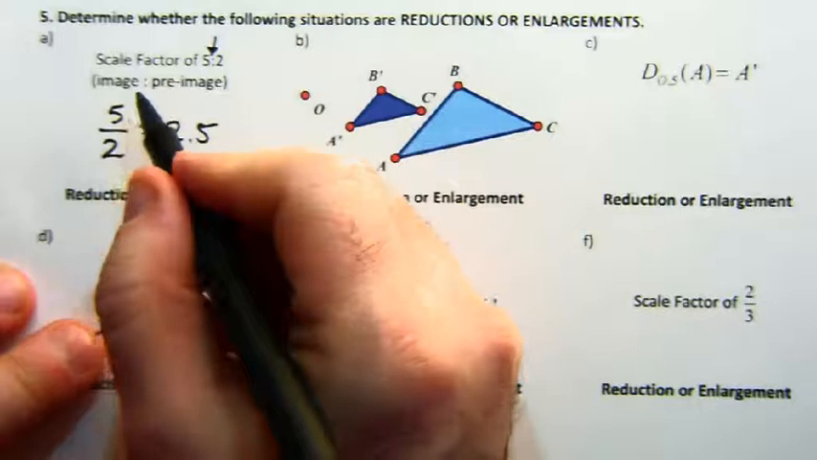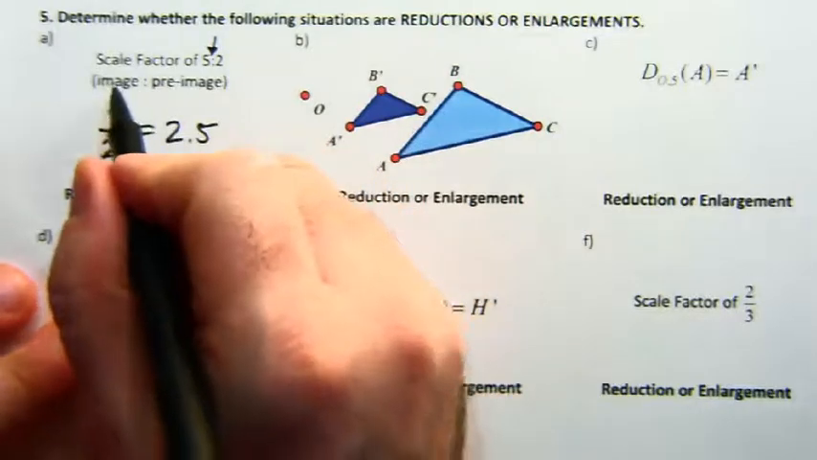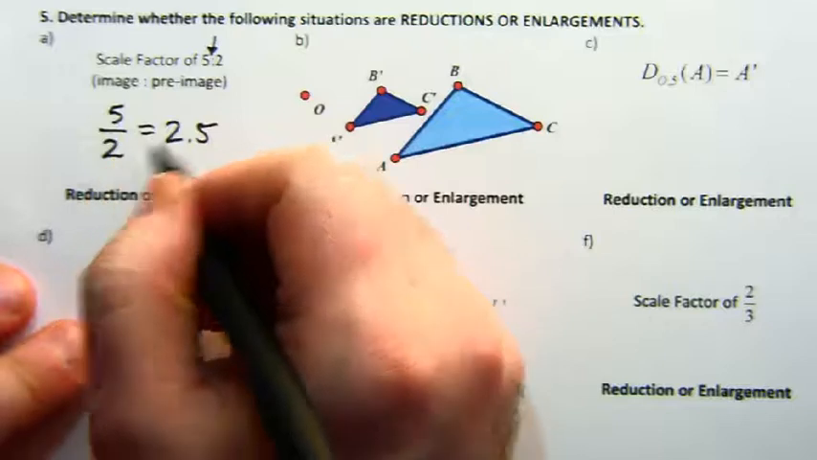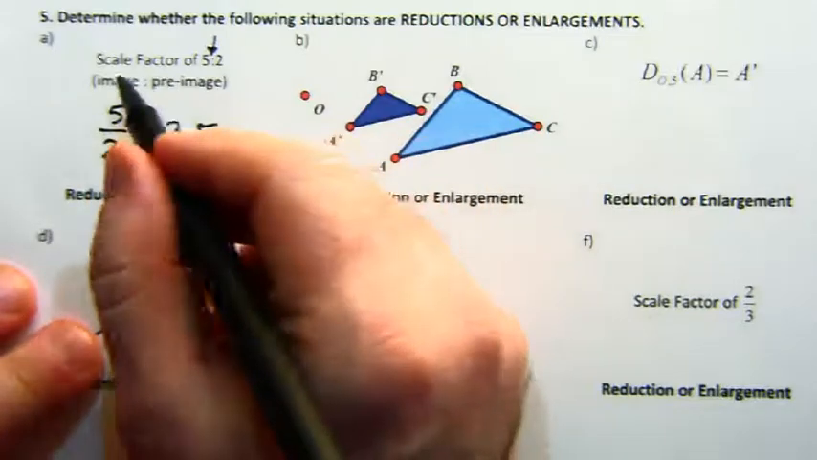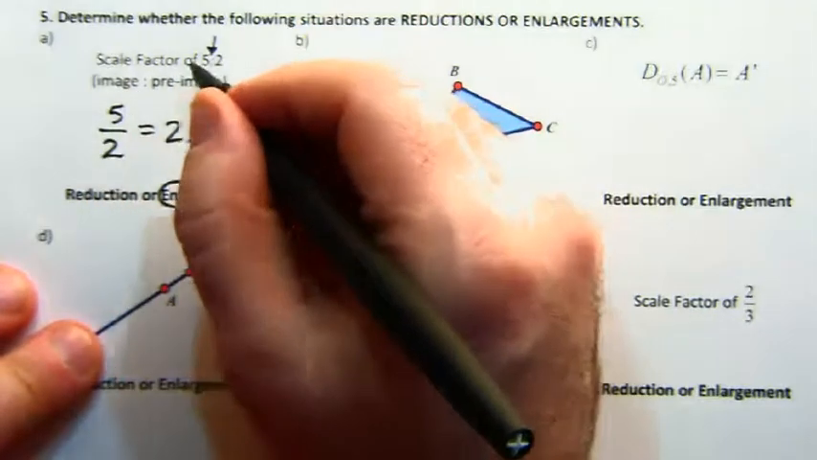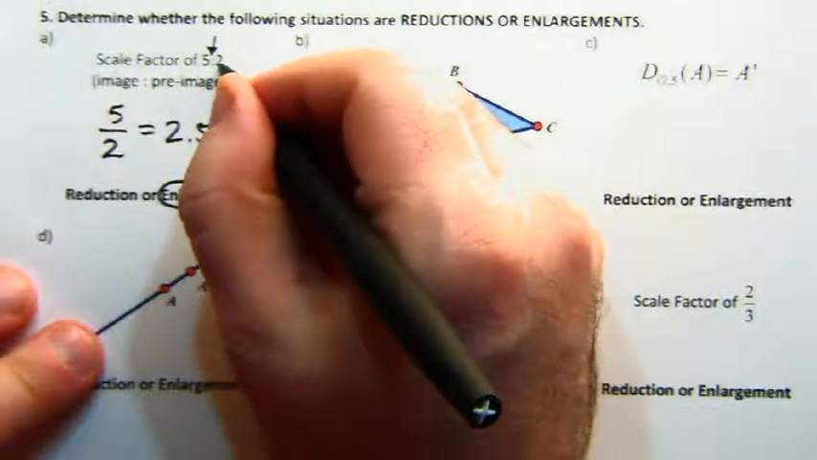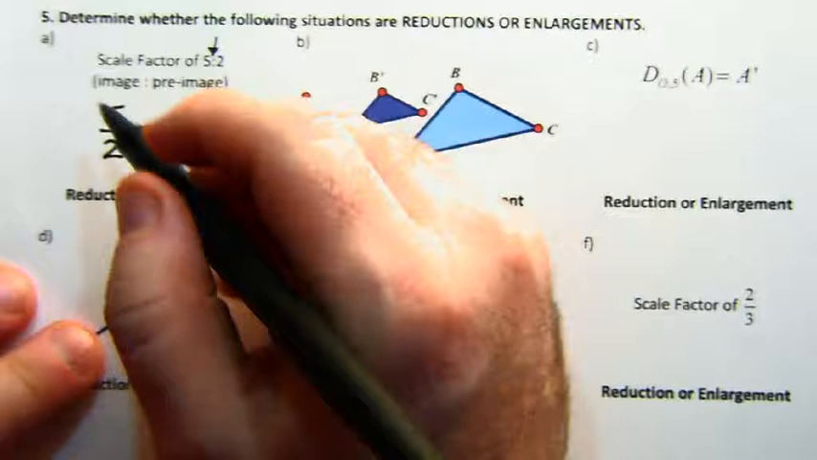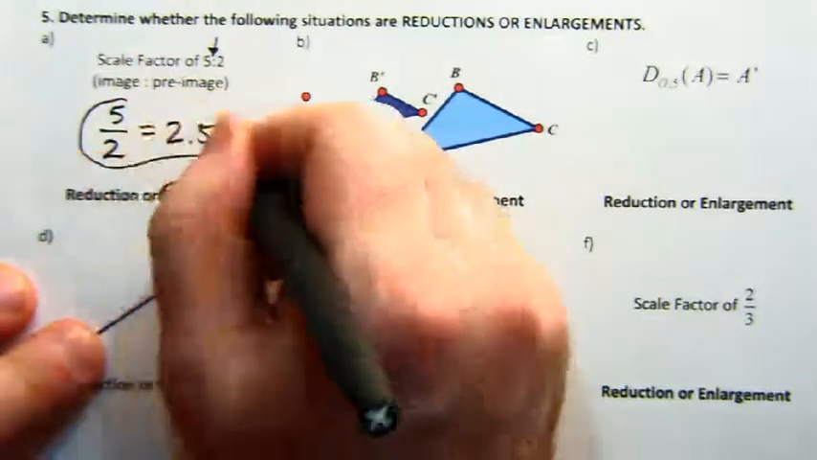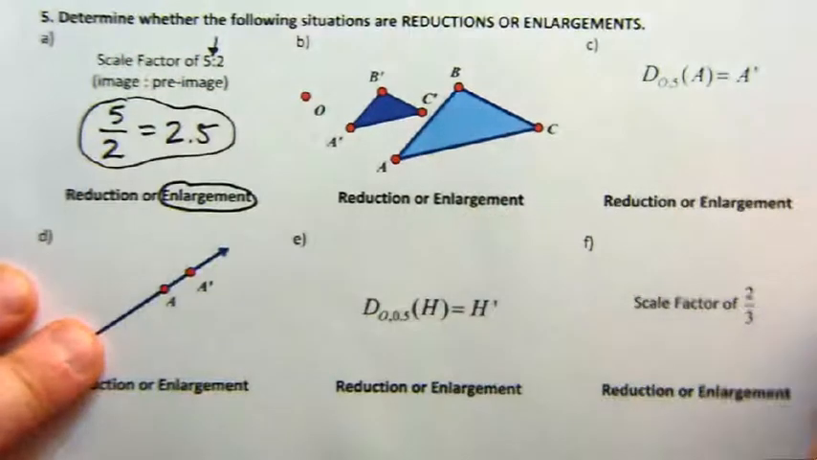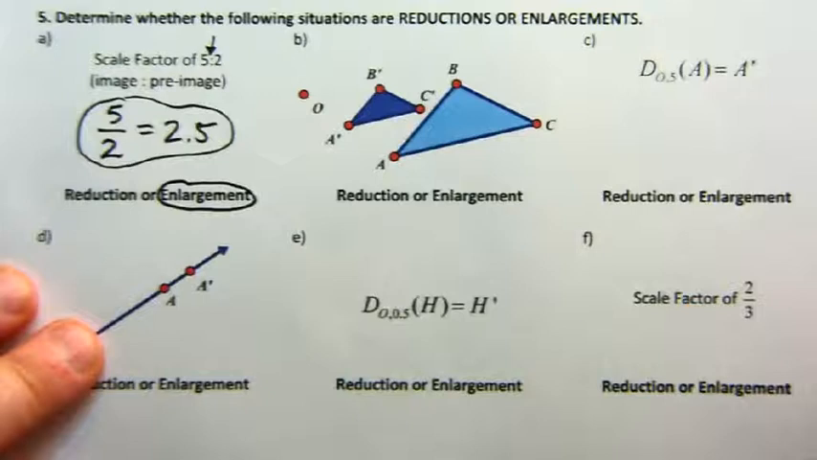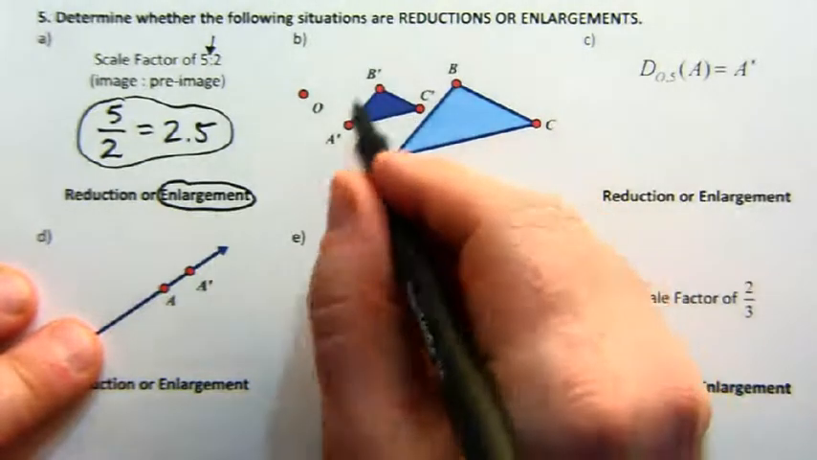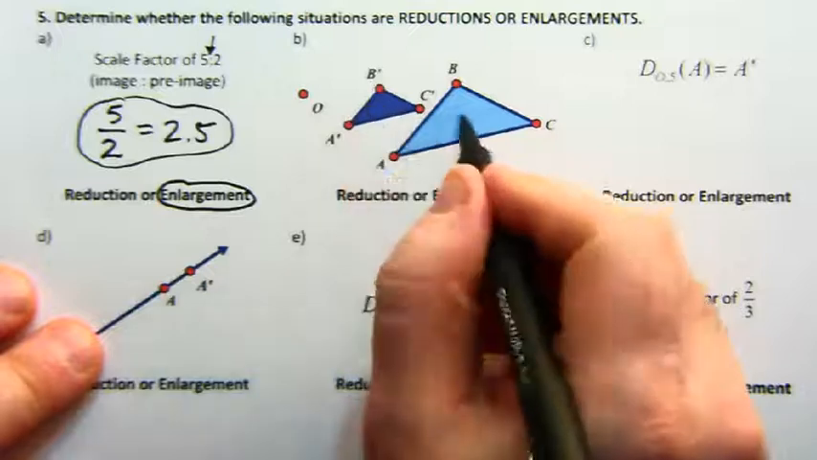When we write a scale factor, it's the image to the pre-image. That way it will always convert to the scale factor. Whenever we write a scale factor, always write the image first and then the pre-image. The thing that we created and then the thing that we began with. And that will always help us to convert to the proper scale factor. So the scale factor here is 2.5. That's an enlargement.